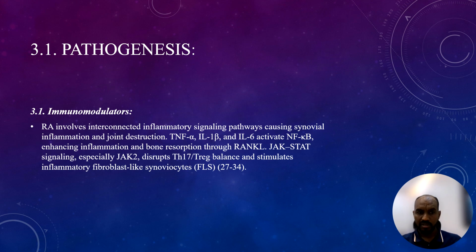Immunomodulators. Rheumatoid arthritis involves interconnected inflammatory signaling pathways causing synovial inflammation and joint destruction. Tumor necrosis factor alpha, interleukin 1 beta, and interleukin 6 activate nuclear factor kappa B, enhancing inflammation and bone resorption through the RANKL pathway. JAK-STAT signaling, especially JAK2, disrupts the balance between T helper 17 and T regulatory cells and stimulates inflammatory fibroblast-like synoviocytes.